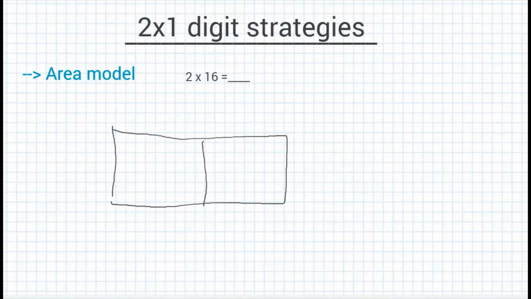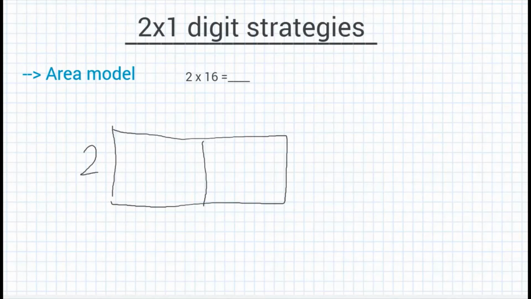And then you're going to put the smaller number or whatever number is easier to multiply on the side. And in this case, 2 is easier to multiply. And then you're going to get the second digit, which is 16. And then you're going to break it apart. So in this case, 16 could be 6 and 10, which is the easiest way you can break it apart, but there are a lot of ways.